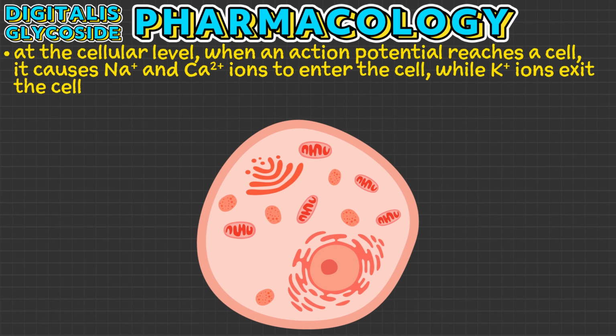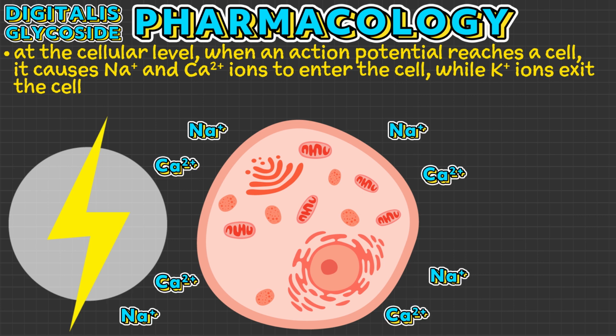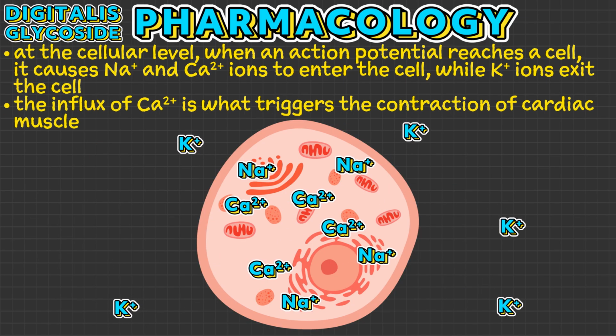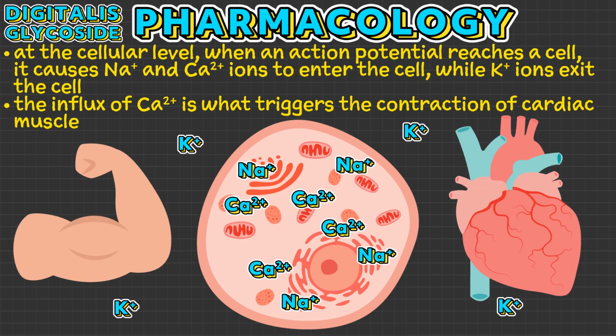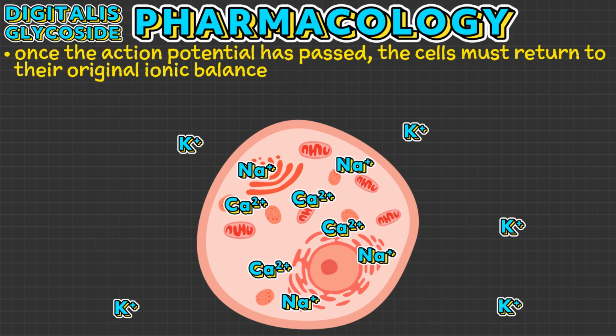At the cellular level, when an action potential reaches a cell, it causes sodium and calcium ions to enter the cell, while potassium ions exit the cell. The influx of calcium is what triggers the contraction of the cardiac muscle.